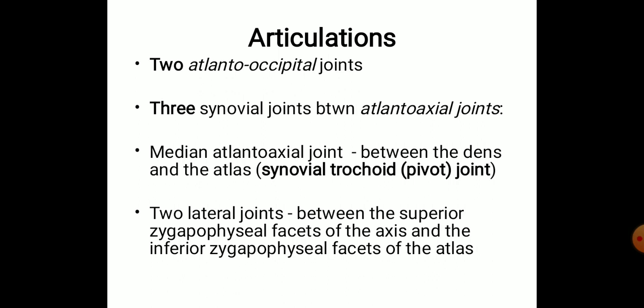The two lateral joints are between the superior zygapophyseal facet of the axis and the inferior zygapophyseal facet of the atlas. As in other vertebrae, it has the zygapophyseal facets. So the atlas also has four zygapophyseal joints, two in the superior and two in the inferior regions. These two will form two joints along with the median atlanto-axial joint. So it comes to three joints between atlanto-axial and two joints between atlanto-occipital.